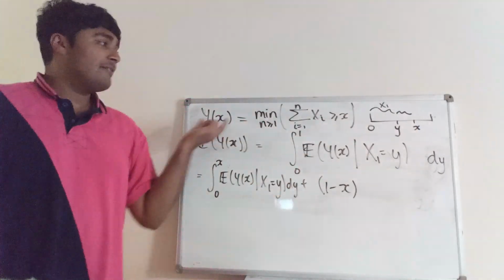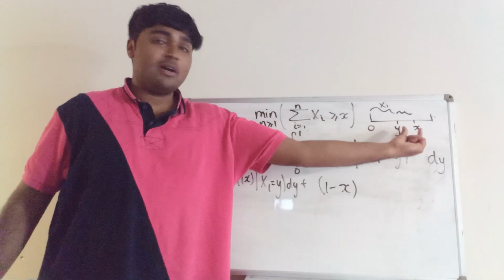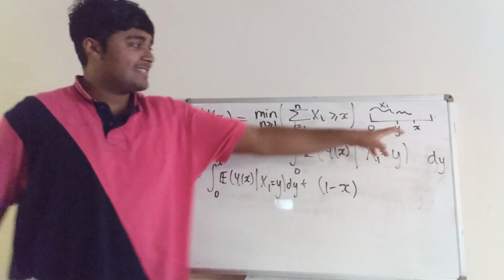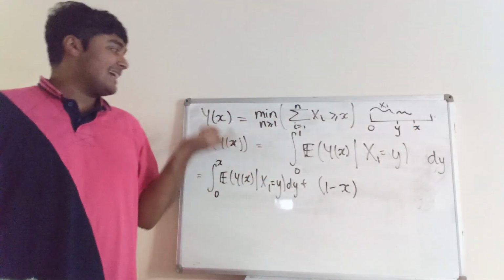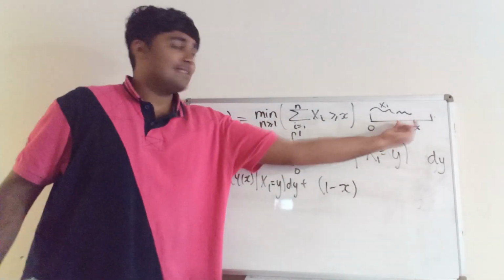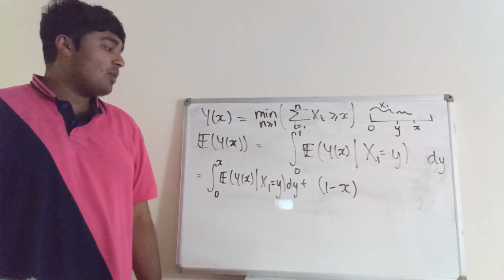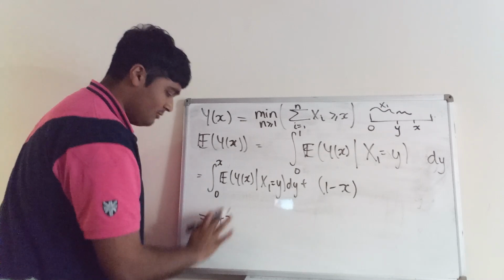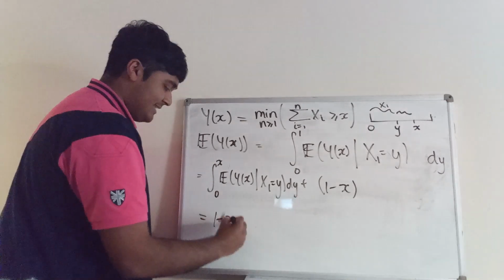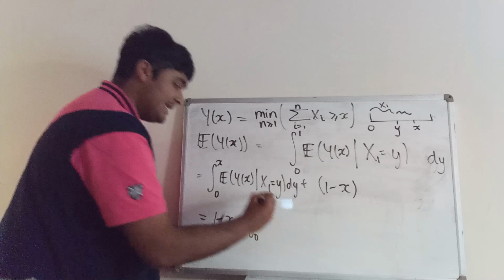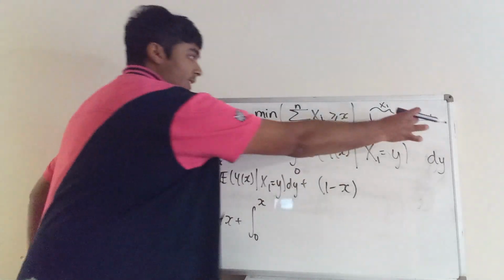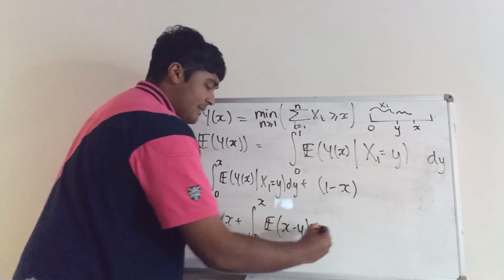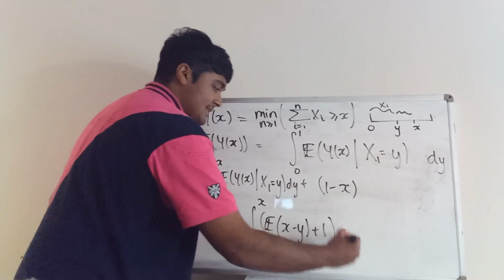Except now instead of Y of x, it's going to be Y of x minus y, this smaller distance here. How many xi's is it going to take us to get from there to there? Well, that's exactly capital Y of that distance, which is little x minus little y. So this thing here is going to equal, let's bring this 1 minus x here, 1 minus x plus the integral from 0 to x of the expected value of Y of x minus y. And now we've got to add on 1. I'll explain why in just a second.